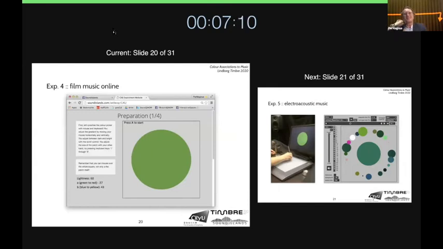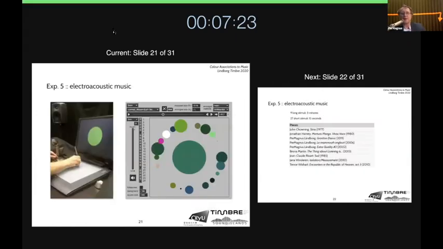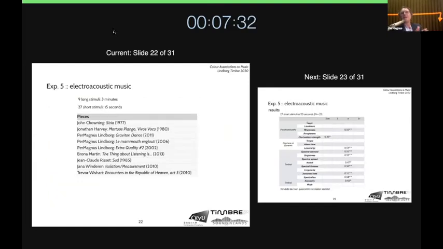The fourth experiment was based on the same thing as a film music, but online. I want to pursue this, but it was not successful for various technical reasons, so I won't say anything more about that. And now finally, experiment five, which is the electroacoustic music, which I'm currently working on. We have nine long stimuli, of 3 minutes, and from those, there are also 27 short stimuli of 15 seconds. These are the pieces which we attack as case studies. They are some of the classics in the genre and some more, let's say, recent, not as well known pieces of music.